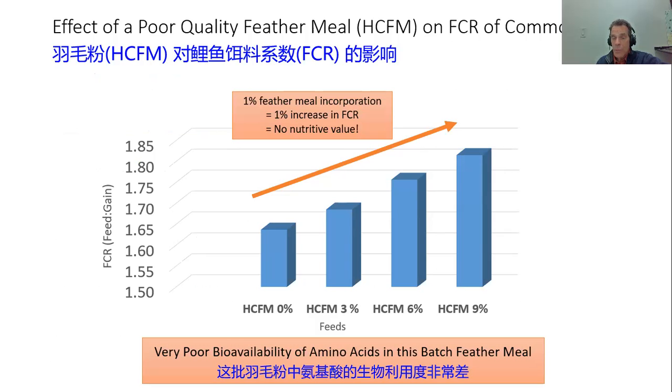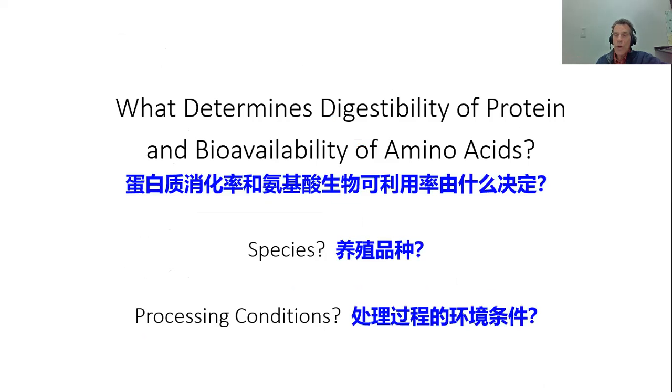In some cases, you increase the level of feather meal in the diet of a carp, for example, a poor quality feather meal, and it's like increasing sand. Actually, 9% feather meal increased the FCR of common carp as if this feather meal was completely indigestible. In other cases, we got excellent results with feeding feather meal, like I mentioned, 25%, 18% feather meal with absolutely no problem. So actually, we have a good handle on the digestibility of feather meal, but we don't have a very good handle on the bioavailability of amino acids.